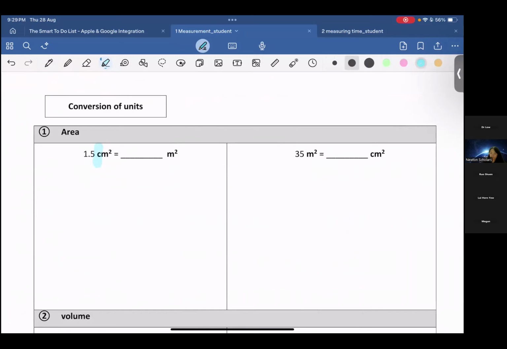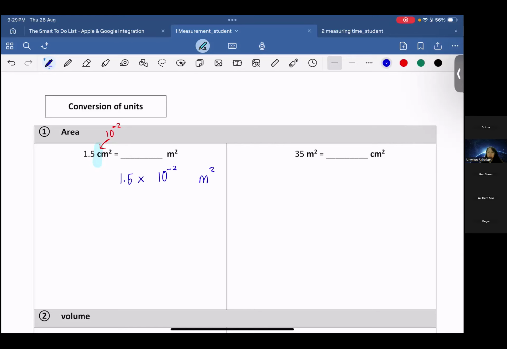Highlight your prefix. In cm square, the c is your prefix. The c value here is 10 power of negative 2. Just now I told you there is a list of prefixes in your calculator, but there is no centi inside. So for centi you have to know it is times 10 power of negative 2. Prefix at the front, prefix to non-prefix, we use times. So 1.5 times 10 power of negative 2 meters square.